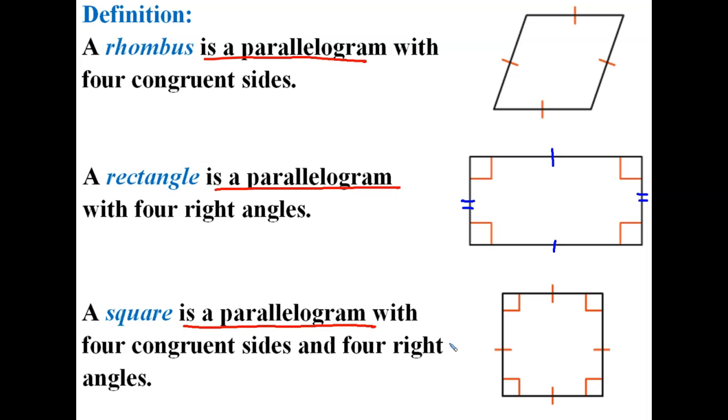Then the last one: a square is a parallelogram with four congruent sides and four right angles. In other words, we can think of a square as both a rhombus and a rectangle. That'll be how we approach classifying shapes today. To determine whether something is a square, we'll check to see if it's a rhombus, check to see if it's a rectangle, and if it's both, that's when we'll call it a square.